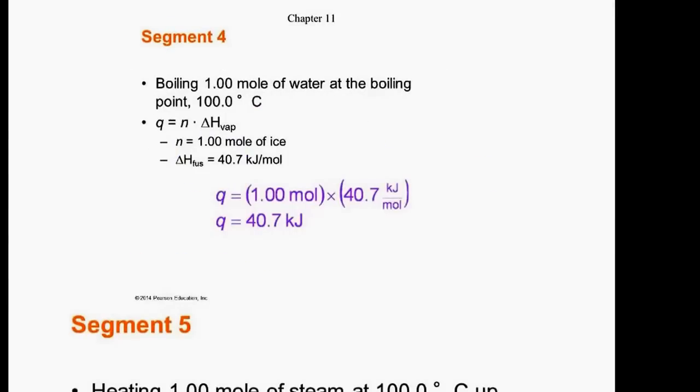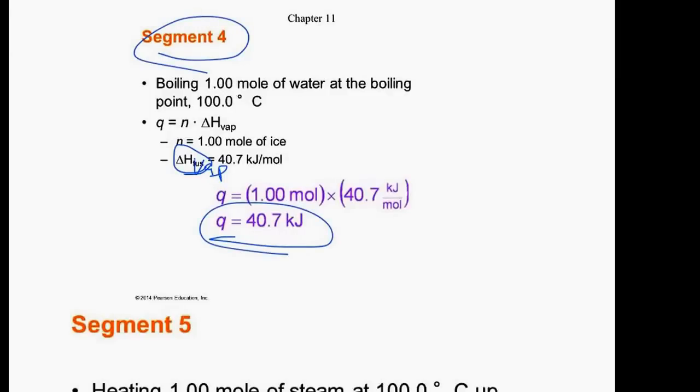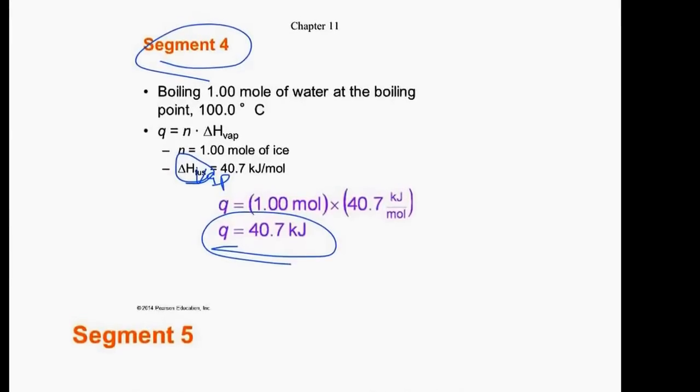Then we have segment 4. In segment 4, we know that we need, this is HVAP, not H of fusion. H of fusion was melting. This is delta H of evaporation. That's 40.7 kilojoules per mole. And we have 1 mole, so the math is easy. So now we have the heat absorbed to cause 1 mole of liquid water to evaporate into steam, to boil into steam, to do the phase change. So all of this is that segment 4.